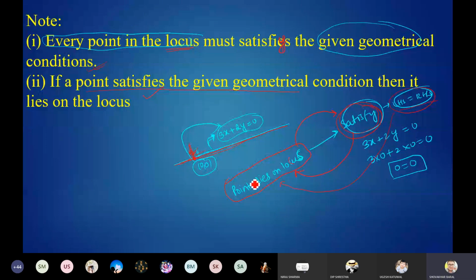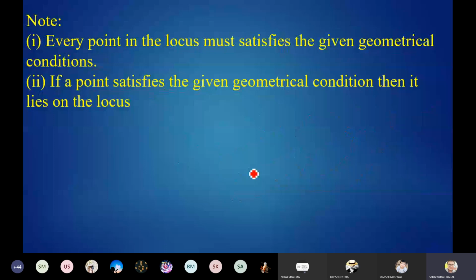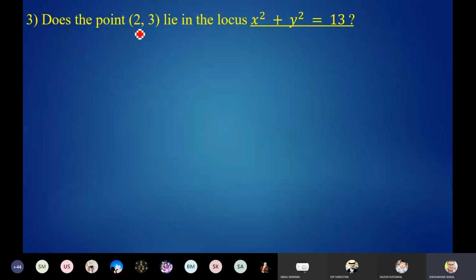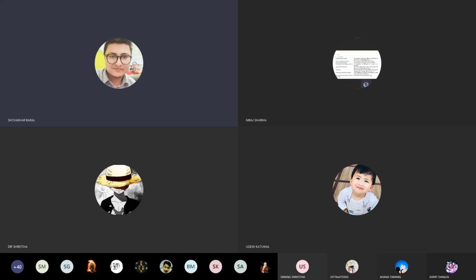Let me see. अब यो just धेरै explanation भयो. Let me show you some examples also. Does the point 2, 3 lie on the locus x square plus y square is equals to 13? Okay, x square plus y square is equals to 13 भने चाहिँ यस्तो कर्व हुन्छ. I'll show you. Just a minute. Let me display it in the full desktop.